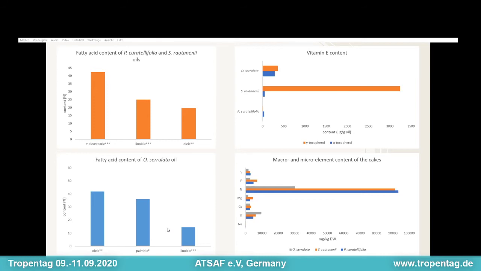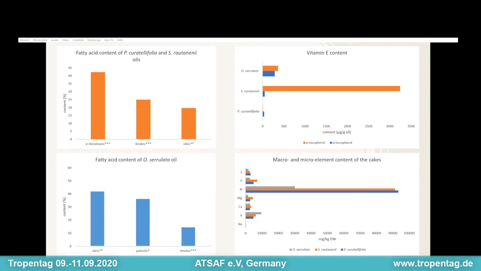From the 2 graphs on the left, you can see that the oils of Parinari curatellifolia and Schinziophyton rautanenii were chiefly composed of mono- and polyunsaturated fatty acids, whereas the oil of Ochna cerulata contained mainly monounsaturated together with saturated fatty acids. The first 2 oils, from the chemical point of view, are similar to tung oil, while Ochna cerulata oil resembles palm oil.